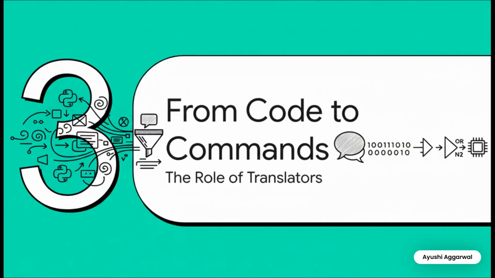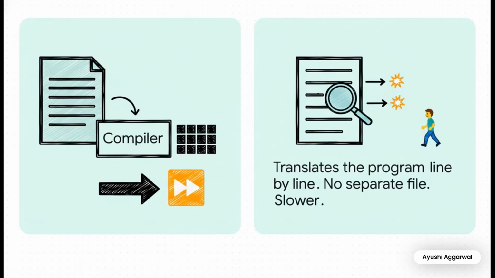Okay, so we've written our code, let's say in Python. Awesome. But now, how does it actually get turned into the zeros and ones that the computer can understand? This is where our translators enter the picture. All right, pay close attention because this is a classic exam question. What's the difference between a compiler and an interpreter?